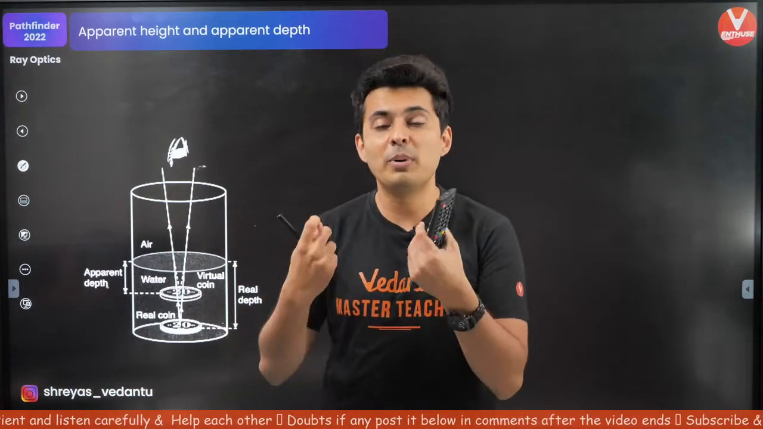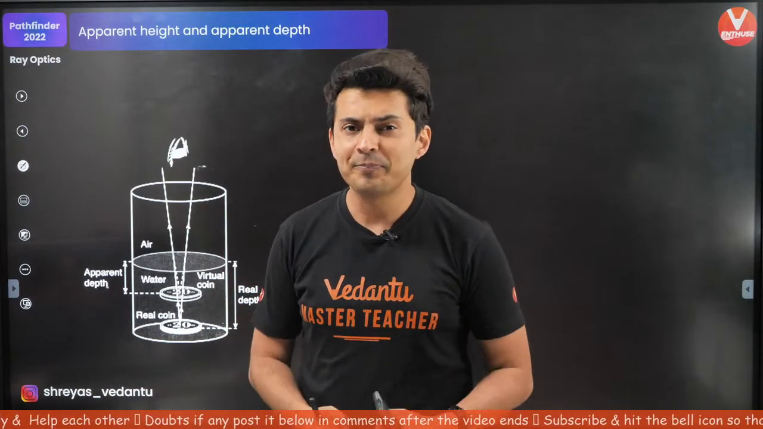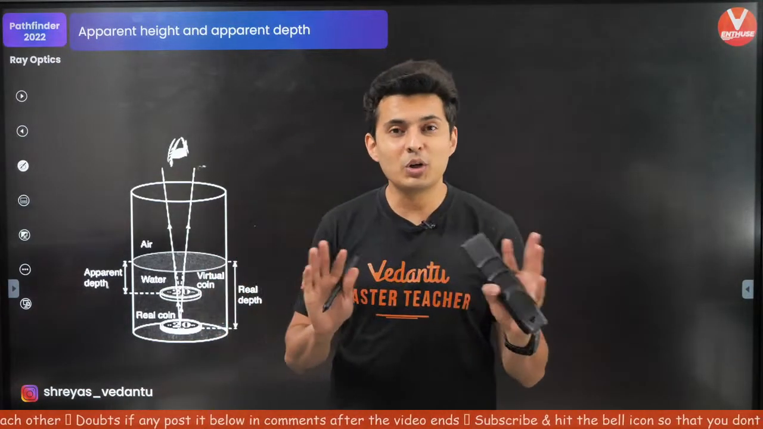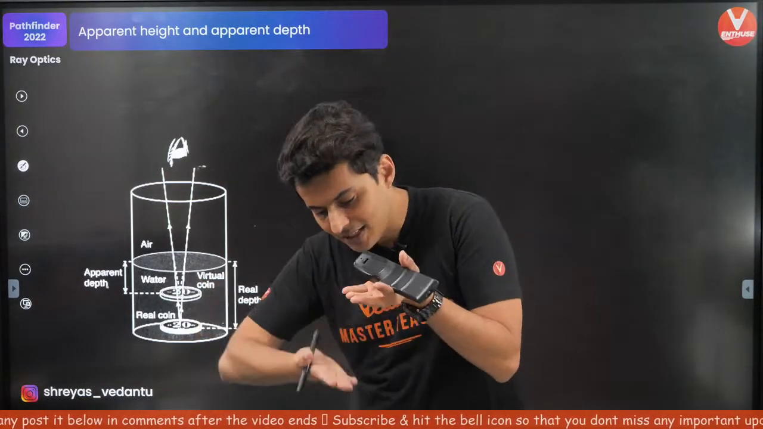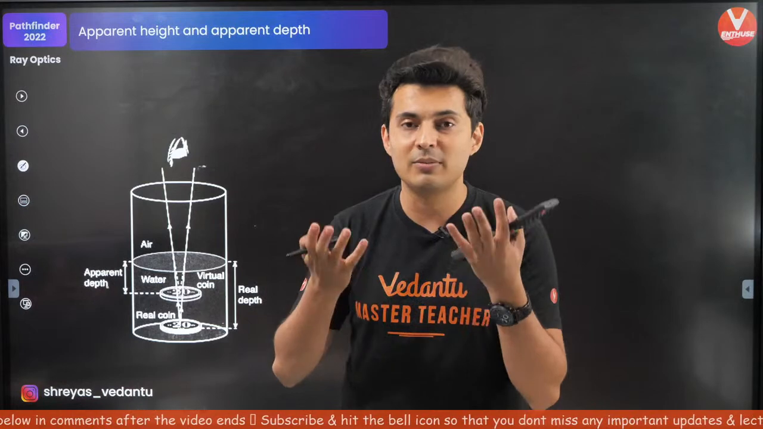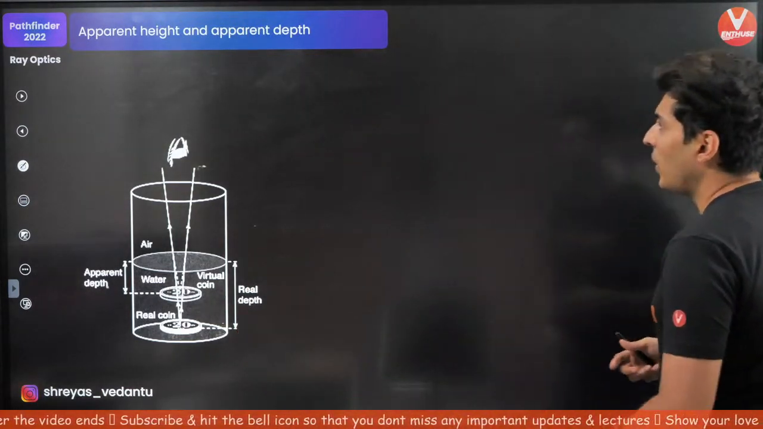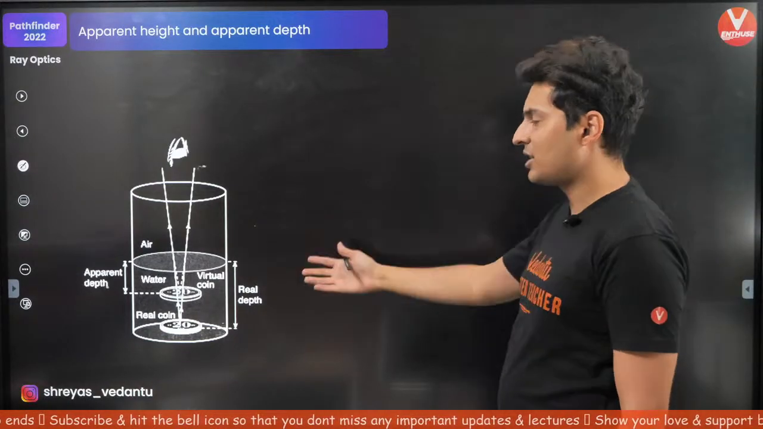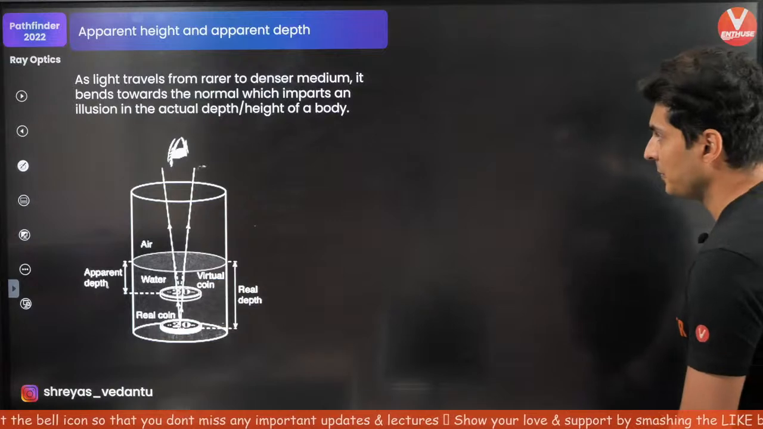Apparent means what you perceive, what you feel. That's what you feel, what you perceive, but that's not the truth. The truth is actually the bottom surface of the beaker is much deeper than what it is perceived to be. All this happens because of refraction of light. The light rays bend, and that's the reason why you perceive it closer.